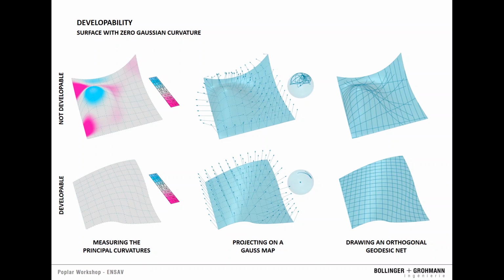For example, on the left, as we just saw, we do it by multiplying the two principal curvatures. In the middle, we will see it just afterwards, it is a Gauss map. And on the right, it is a projection or drawing of an orthogonal geodetic net. And the thing is, if you can draw one on the surface, then it is developable. If you cannot, then it is not developable.